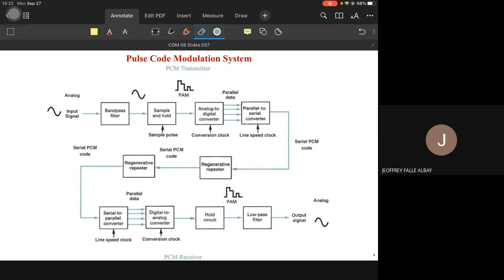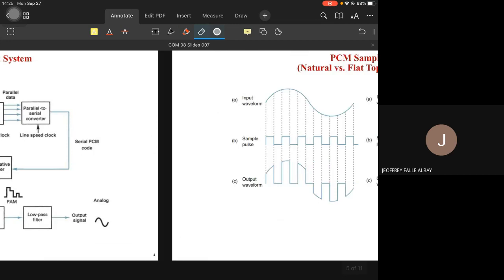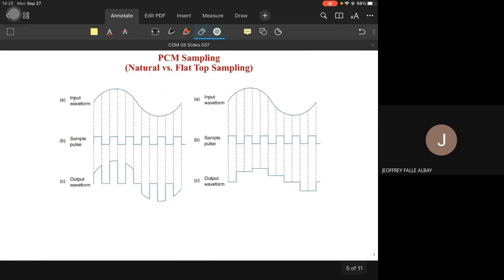Next, first is the sample and hold process, PCM sampling, or sampling in general. So we have two types of sampling: the natural sampling and the flat top sampling. Right? So, one is natural, one is flat top.